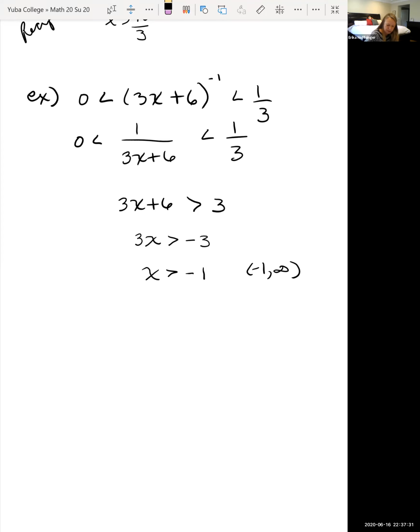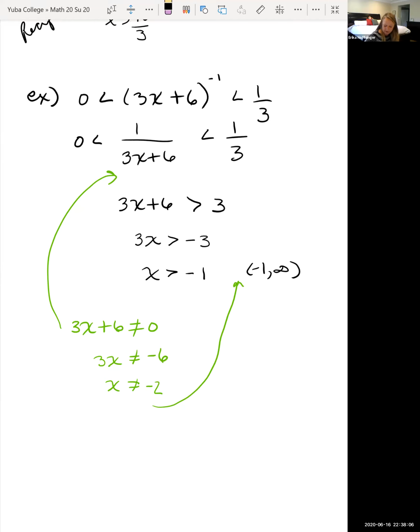Actually, the one other thing I want to make sure of is that we can never have the denominator equal 0. So 3x + 6 cannot equal 0. I want to make sure that doesn't fall inside my solution. If I subtract 6 on both sides, I get 3x cannot equal negative 6, so dividing by 3, x cannot be negative 2. And negative 2 is not inside this interval.